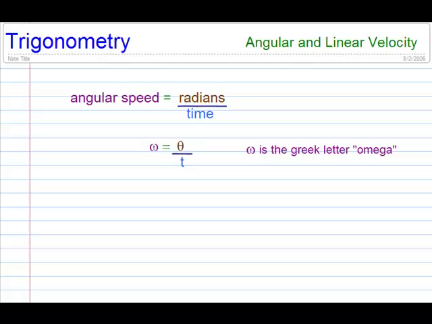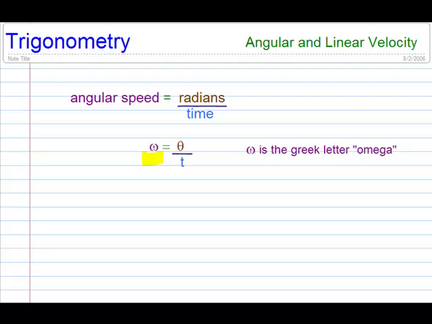In this video we're going to be looking at angular and linear velocity again. In the previous demo we looked at 2 points that were traveling on circles. If they have the same angular speed, they're passing through the same number of degrees per unit of time, or they're passing through the same radian measure per unit of time. Angular speed is represented in trigonometry with this symbol. It's the Greek letter omega.